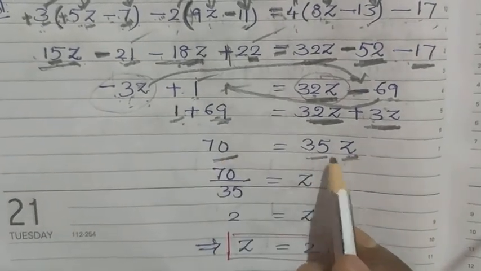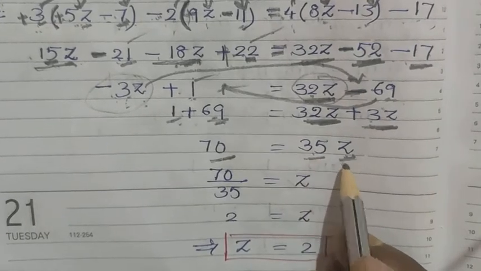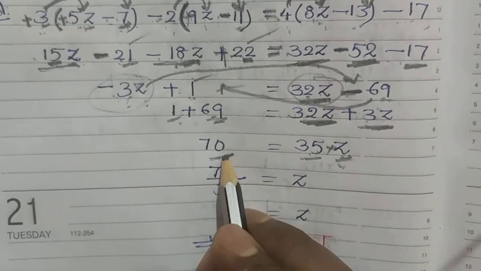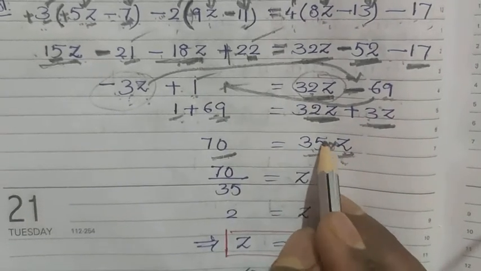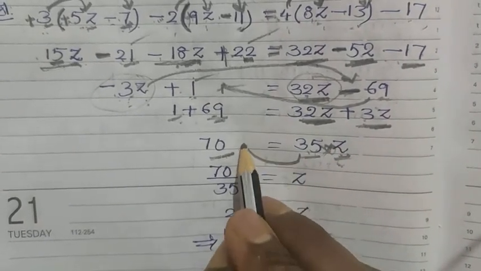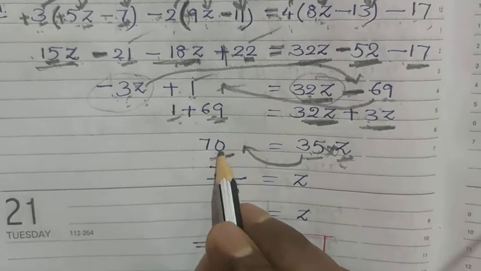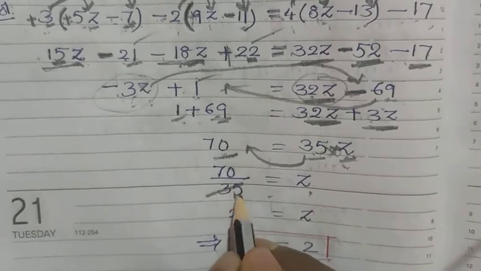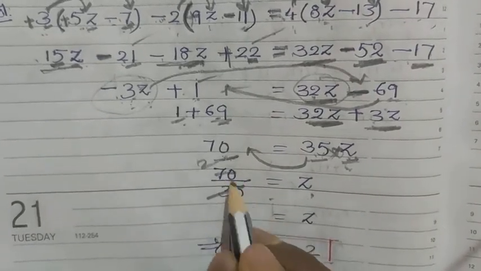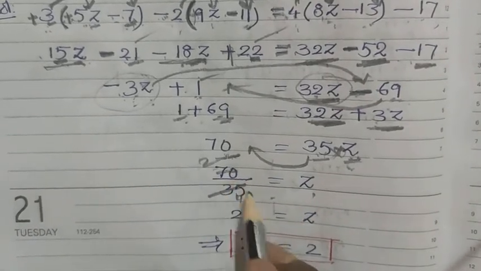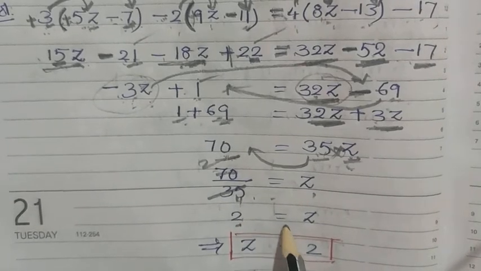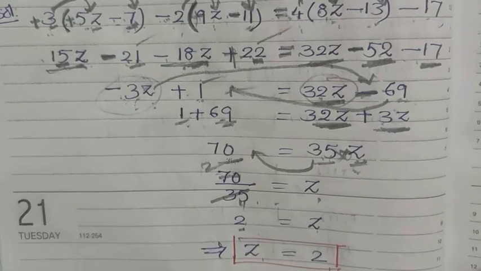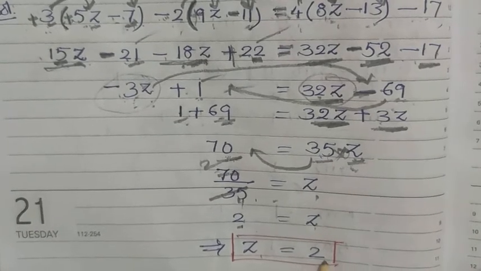We want only z, but here we got 35z. 35 is multiplying, so it will come to this side and divide this 70. So 35 is transposed to the left hand side, so that it will divide this 70. 70 divided by 35 is equal to z. 35 one time 35, 35 two times is 70. So 2 by 1 is nothing but 2. 2 equal to z. So z is equal to 2. We got the value of z as 2.